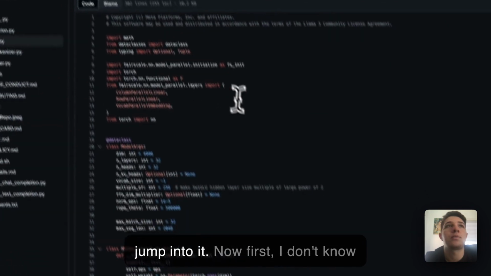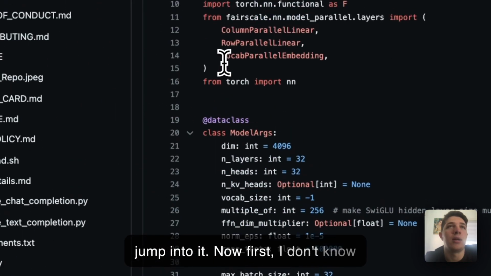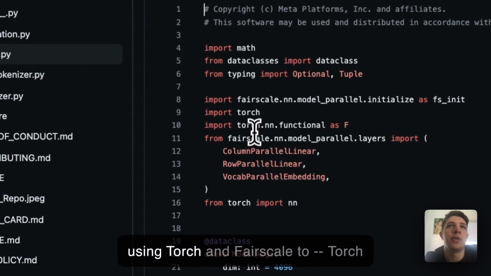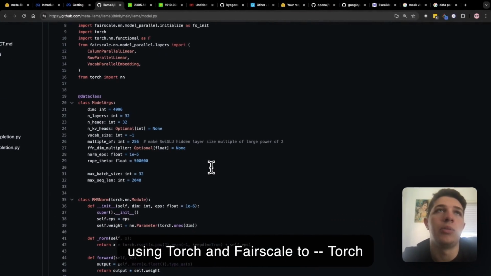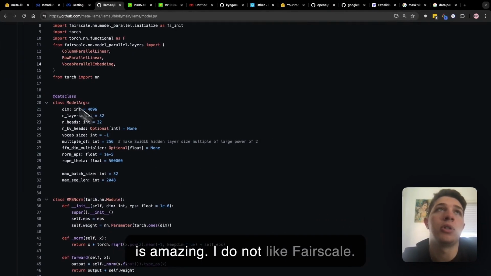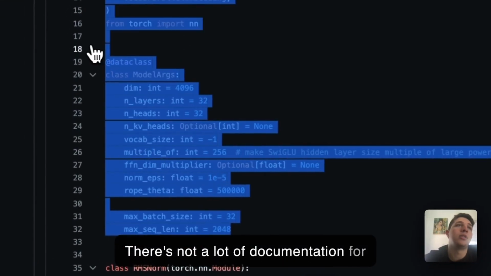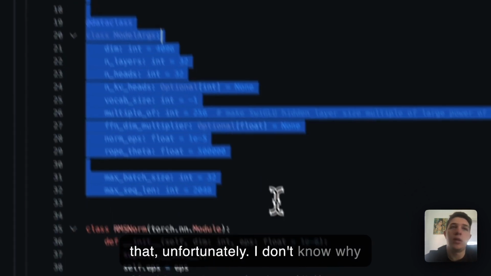Now, first, I don't know why we import some stuff. They're using Torch and Fairscale too. Torch is amazing, I absolutely love Torch. I do not like Fairscale. There's not a lot of documentation for that, unfortunately.